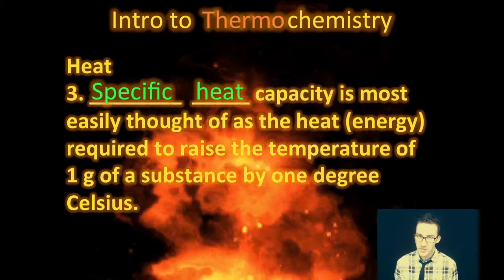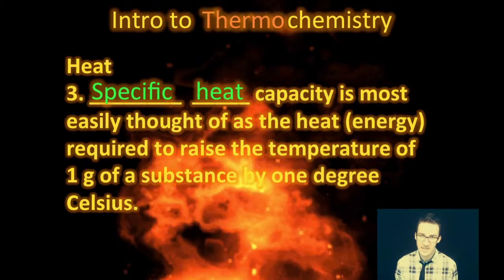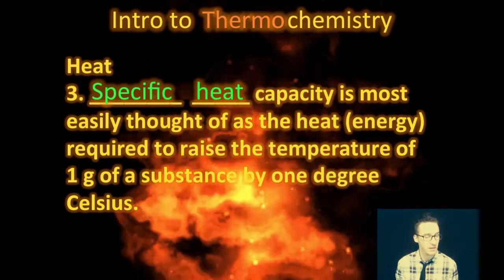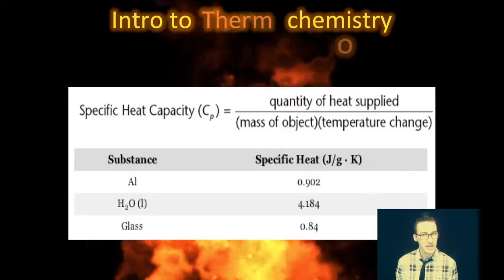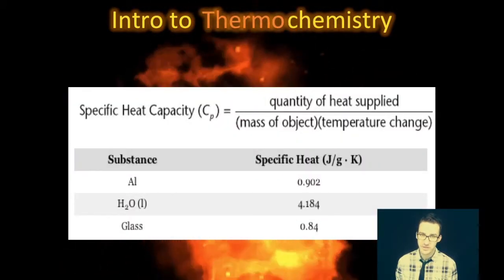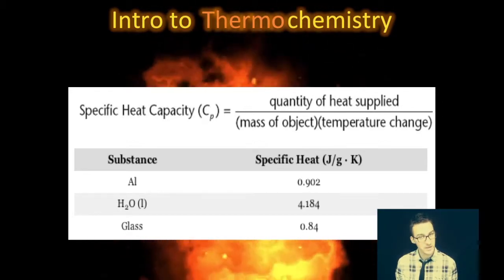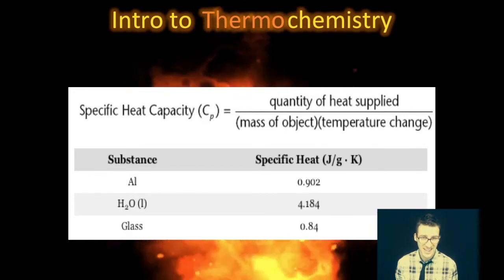Third important thing to think about when we think of heat is something called specific heat capacity. It's most easily thought of as the heat required to raise the temperature of 1 gram of a substance by 1 degree Celsius. You're given a quick data table there of just a few substances and their specific heats.